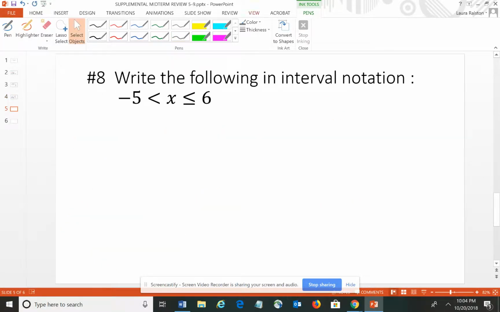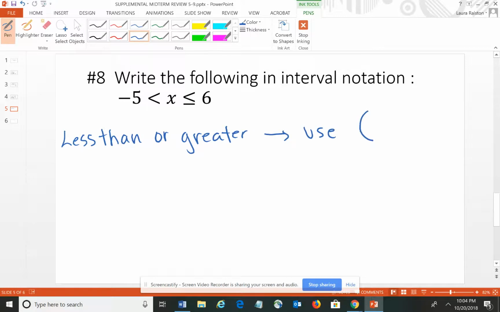Number 8 asks you simply to write an inequality in interval notation. The inequality is already solved for x, so there's not a lot of work to do here. What you do have to remember is when you have less than or greater than, we use a parenthesis, because the endpoint is not included or not used in the problem.